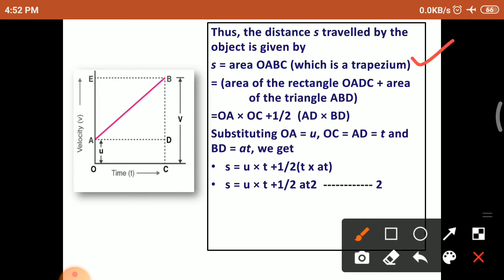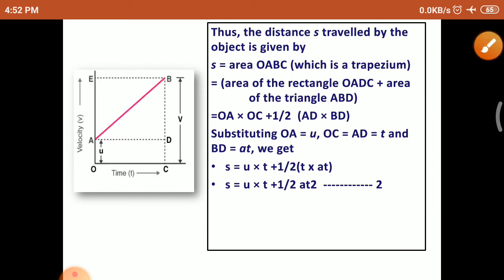This trapezium is divided into two. See here, A, B, D is a triangle and O, A, D, C is a rectangle. So the area of the trapezium OABC is written as the area of the rectangle OADC plus the area of the triangle ABD.